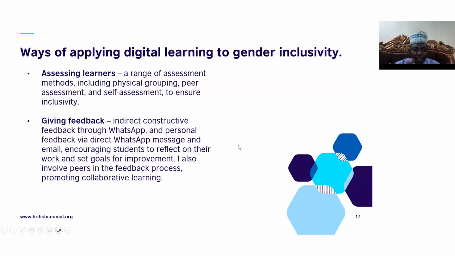Well, finally, okay, sorry. Here I try to assess learners through a range of assessment methods, including physical grouping, peer assessment, and self-assessment to ensure inclusivity. In order to ascertain whether I have made impact or not, I try to assess them using different assessment methods. Some assessments are peer assessments, some are self-assessment, some I assess them, and sometimes I make a girl assess a boy and a boy assess a girl to ascertain whether learning has taken place or not.